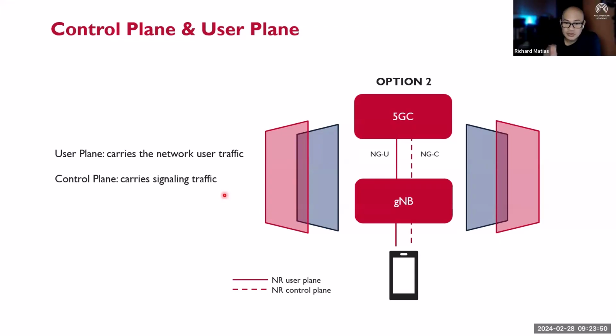In addition, it is also used to establish and maintain communication between the user equipment, or the mobile phone, and the network, to handle the signaling messages that are used to control the transmission of data. So that's the signaling traffic, or the control plane. On the other hand, the user plane is responsible for handling the actual data transfer between the UE and the network. This is used to transmit the data packets between the UE and the network, including voice, video, and other types of data.